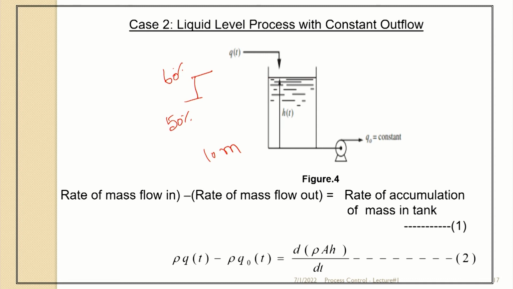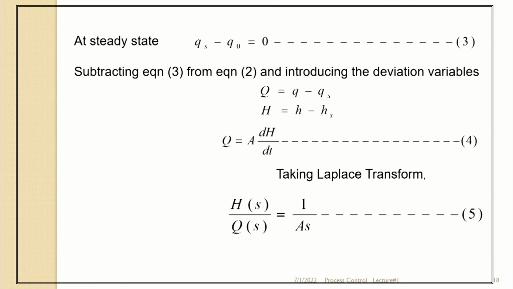Remember, it will always deliver a constant discharge. So what happens to the outlet flow rate? The change in outlet flow rate Q naught is 0. So when you derive the equation, you will get Q is equal to A into dH by dt. Again, the manipulated variable is the inlet flow rate and the level in the tank is your process variable. Taking Laplace transform and rearranging the variables, you will get H of s by Q of s is equal to 1 by A s.